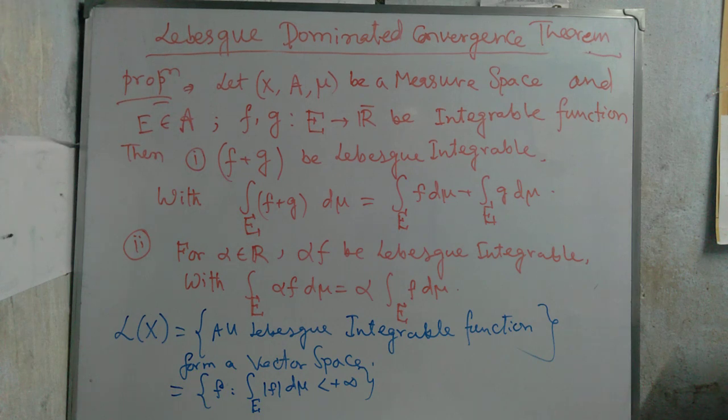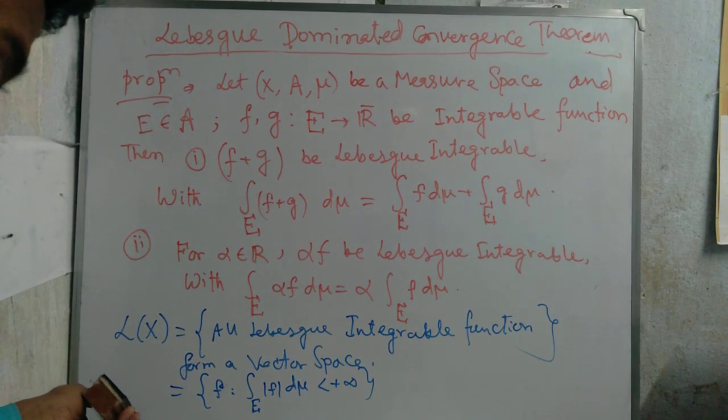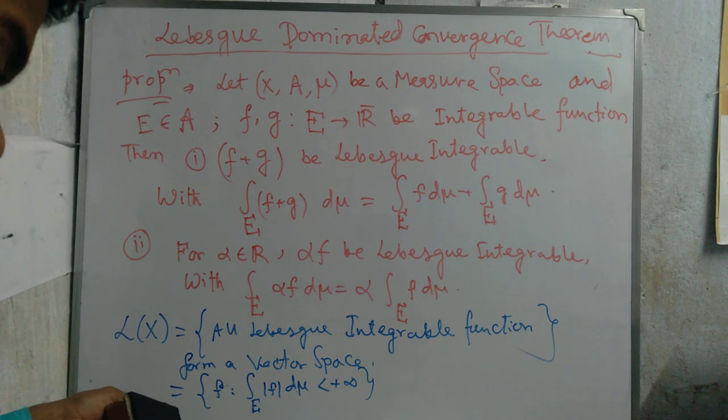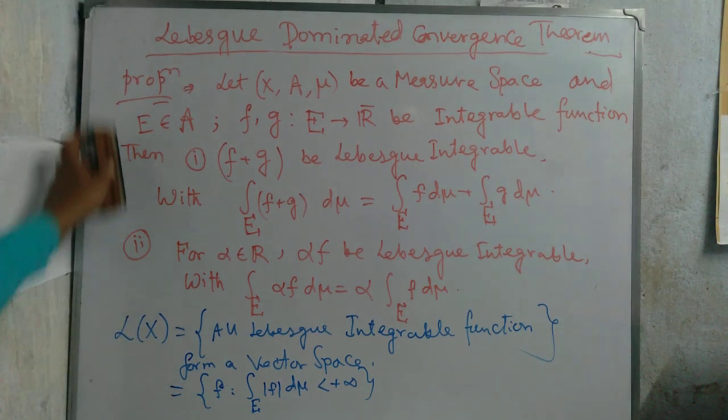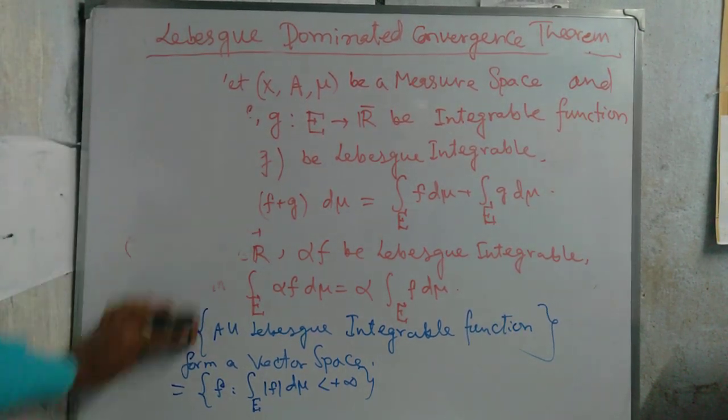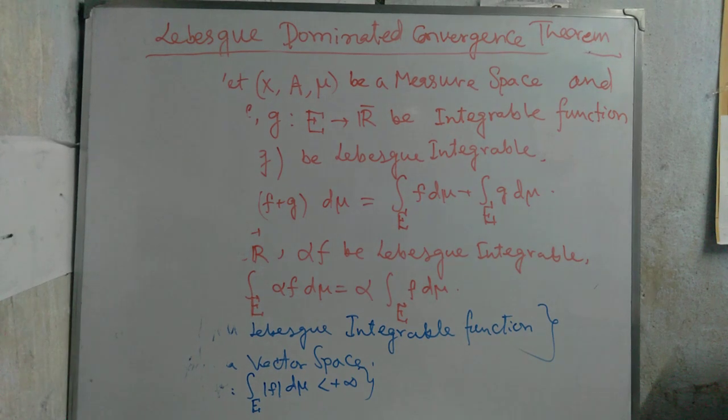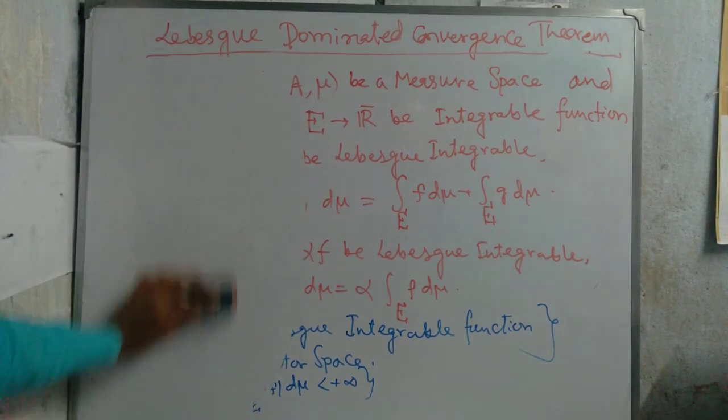Now we also discuss this one. That means Lebesgue dominated convergence theorem. Okay, we also know this property, some proposition, some definition. Okay, now we discuss this Lebesgue dominated convergence theorem. We erase that portion and we write the statement of this theorem.